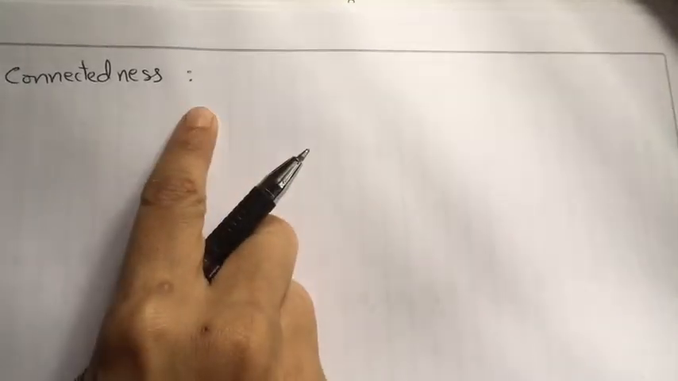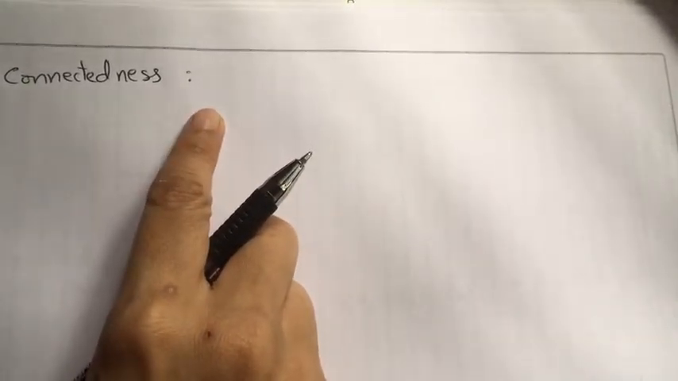Next is connectedness in digraphs. If it's an undirected graph, we say the graph is connected if there exists a path between every pair of vertices. There exists at least one path between every pair of vertices. But in the case of a digraph, there are two types of paths. We have two different types of connectedness in digraphs.